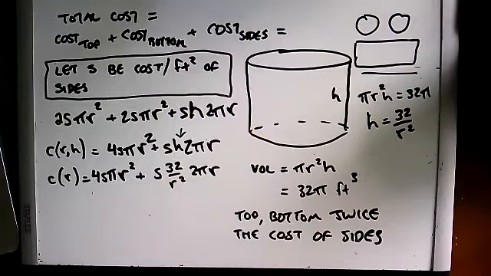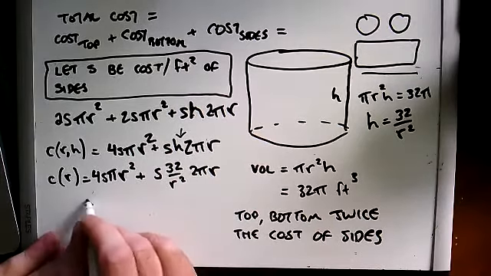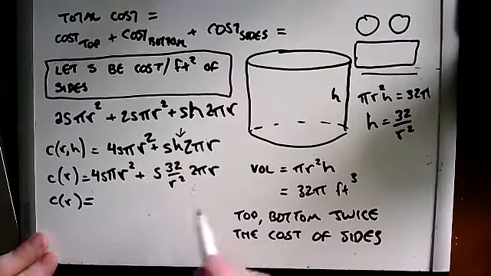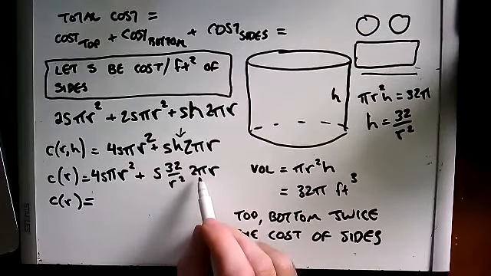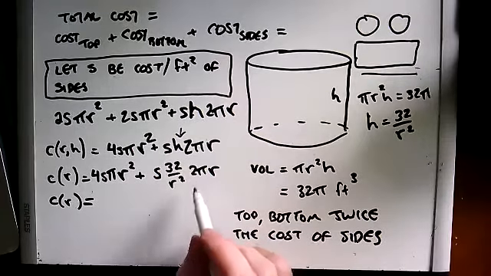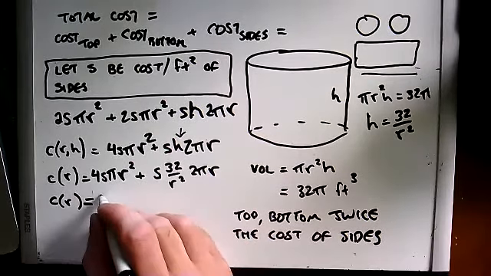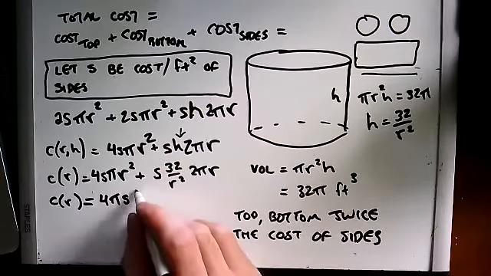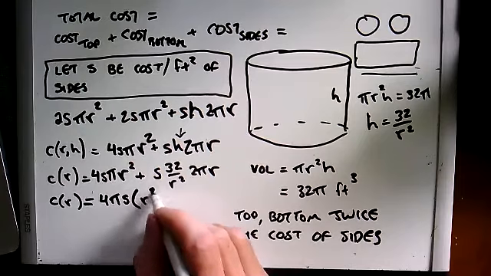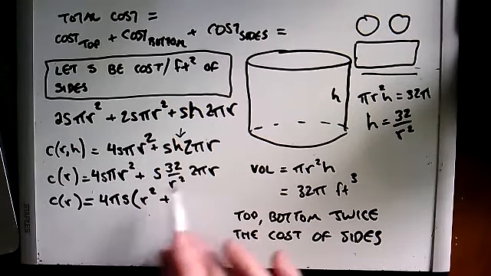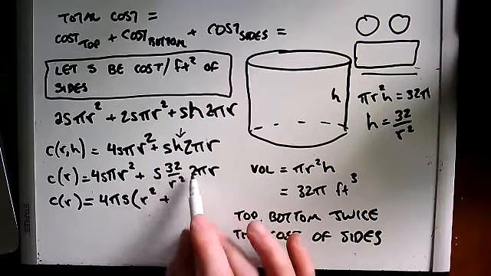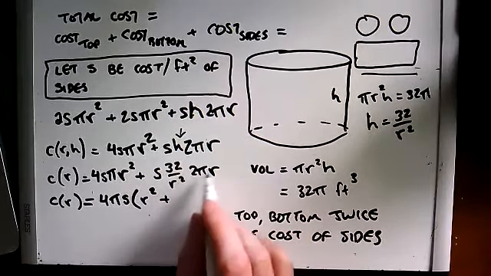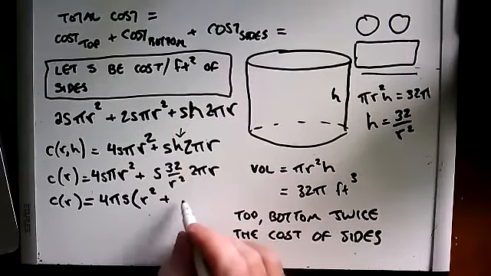Okay, so let me do some simplifying here. I'm going to rewrite this and do some factoring. I'm going to factor out a pi, an s, and maybe also a 4. So 4 pi s, those are all just constants that I'm factoring out. And then what I'm left with is r squared plus, well, we factored out a 4 from 32 times 2, so that would leave us with 16. And then we cancel a factor of r, so we have 16 over r.